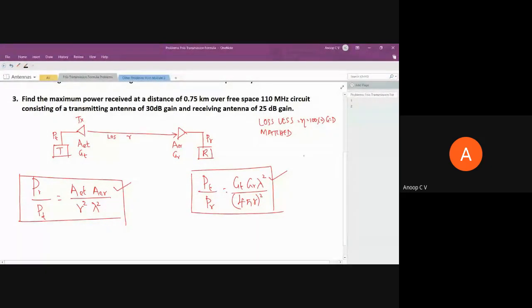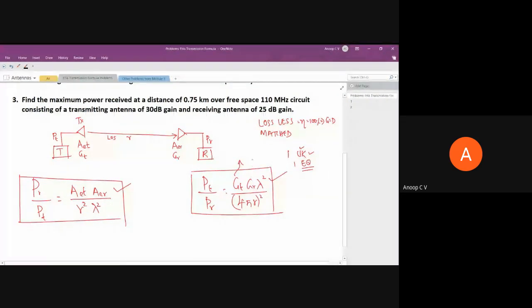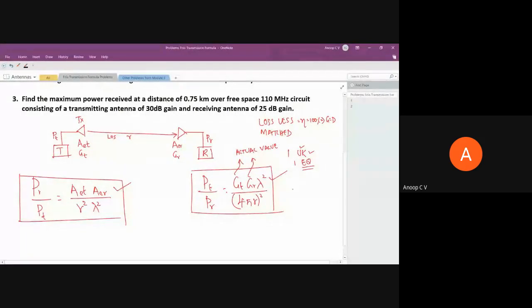By math, if there is one unknown, you need one equation. If you have only one equation, you will be able to find only one unknown. So in most of the problems, any one of the quantities will be missing, all others will be given, and you will have to find that out. One more very important thing to keep in mind is that gain should be the actual value. If gain is given in dB, you should convert it into actual value. So these are the two equations you will be using.